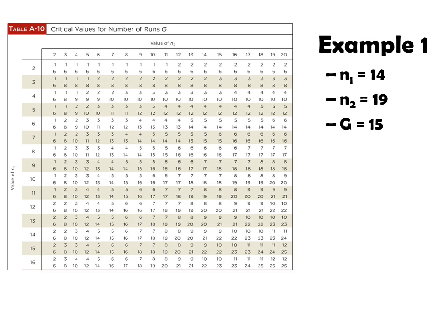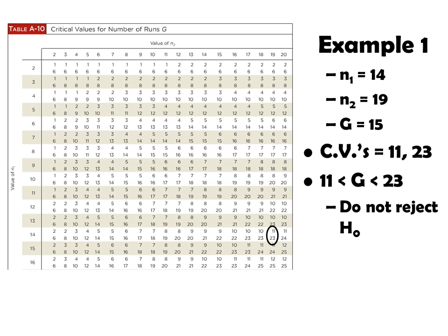Now we'll get our critical values from table A10 again. There's our values of N1, N2, and G. So if we go down to N1 is 14 and N2 is 19, we get our critical values of 11 and 23. Now note that G is 15, that is between 11 and 23, and so our technical conclusion is that we do not reject the null hypothesis.